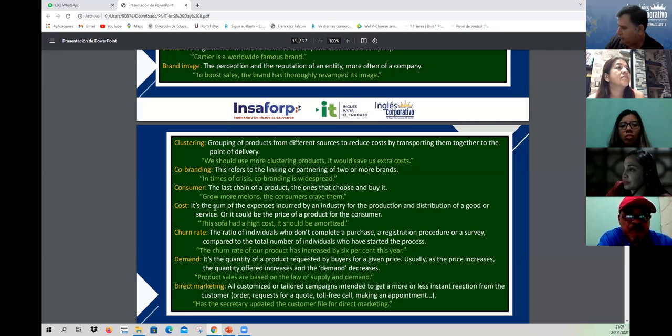Cost is the sum of the expenses incurred by an industry for the production and distribution of a good or service. Or it could be the price of a product for the consumer. This is of a high cost, it should be amortized.